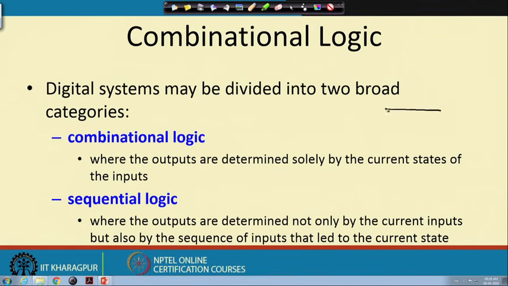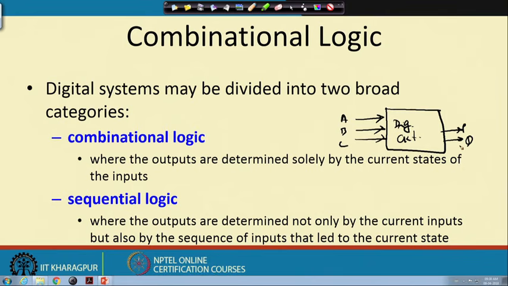Suppose this is a digital circuit. It has a number of inputs, say A, B, C, and it has, say, two outputs P and Q.